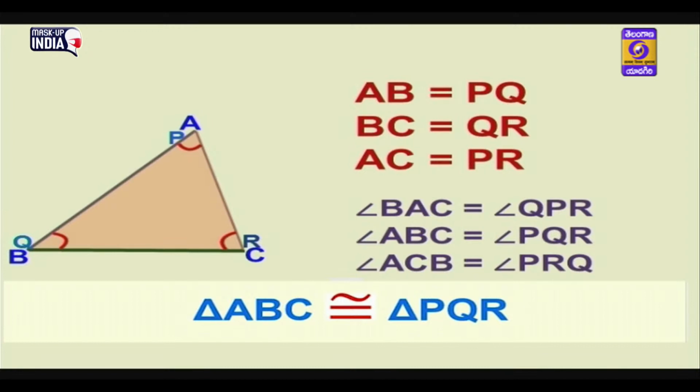You can observe the symbol for congruency, children. We write it as triangle ABC is congruent to triangle PQR.